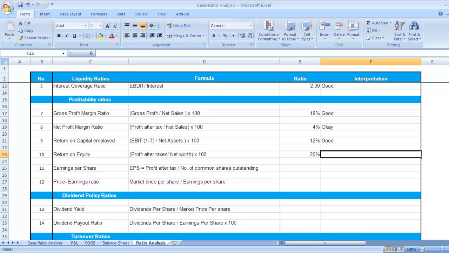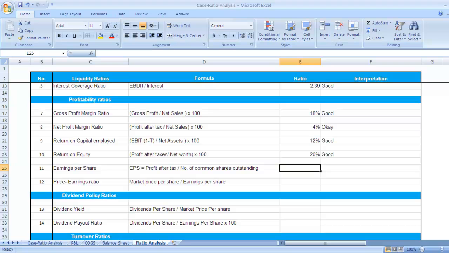Anything above 15% is considered to be really good, because the Indian companies' average rate is 15%. So if you get any company which is consistently giving a return on equity higher than 15%, consider it a really good company. In this case it is giving 20%, so I would say a good measure. After this we'll look at earnings per share.